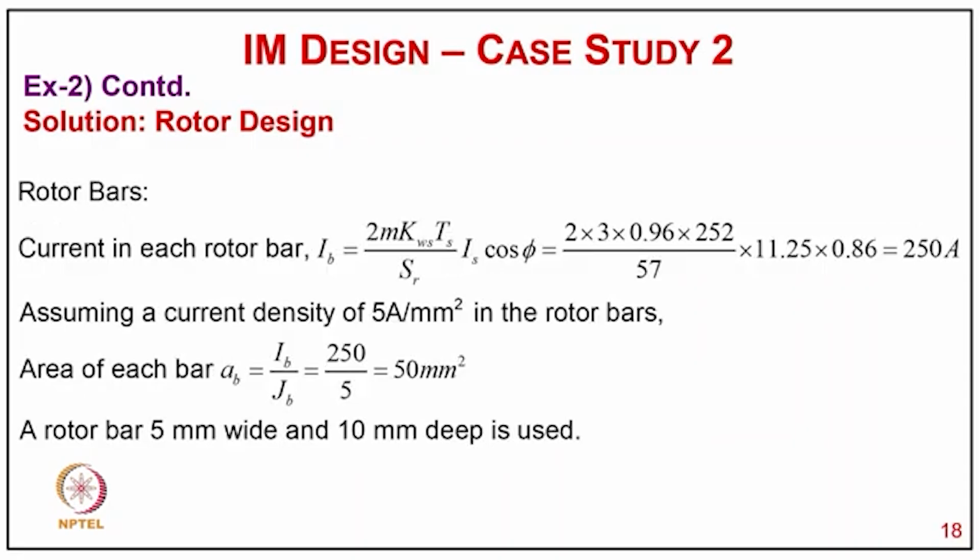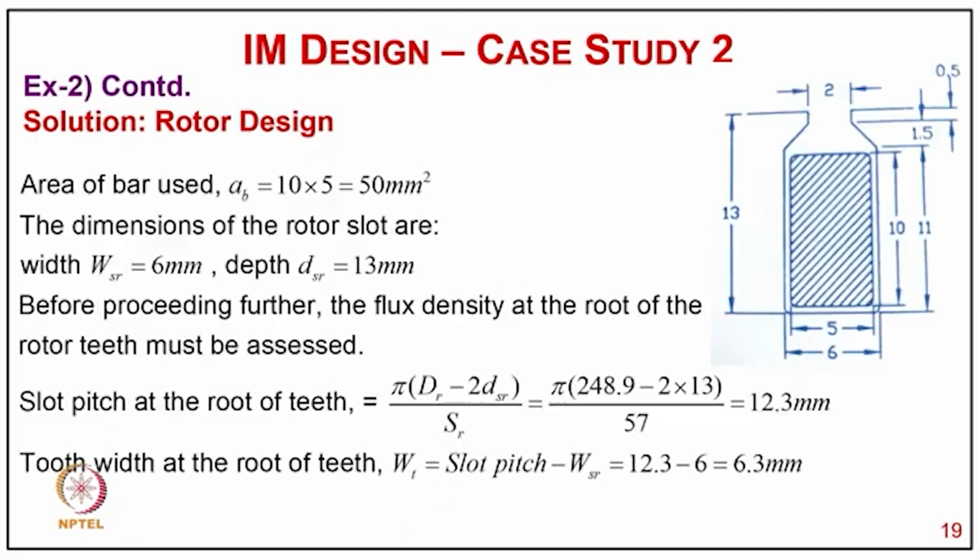Now coming to the calculation of the rotor bars. The current in each rotor bar is IB equals 2 m K omega TS upon SR into IS into cos phi. Putting in the values, it comes to 250 ampere. Considering a current density of 5 ampere per millimeter square in the rotor bar because of better cooling, the area of the bar is AB equals IB upon JB, that is 250 upon 5, which is 50 millimeter square. So a rotor bar of 5 millimeter wide and 10 millimeter deep is considered here to take care of the area of 50 millimeter square.